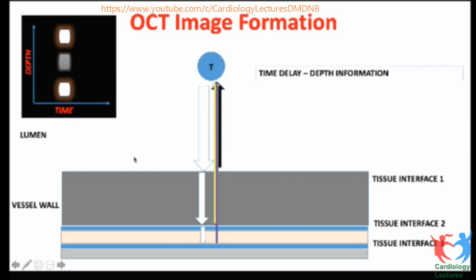The second important thing is, what is the intensity of the reflected signal? So that is the second characteristic. The higher the intensity, the brighter your structure. The lower the reflected intensity, the darker your structure. So these are the two parameters that help in formation of the image.